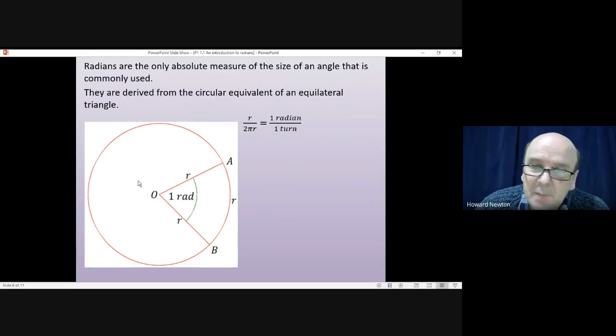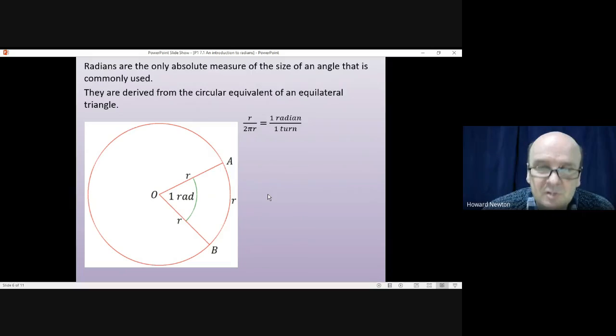Now, how does that compare with degrees? The easiest way to compare it with degrees is to think about what you would have if you had a full circle. So we're going to think about what proportion of a whole circle we have here. First of all, by thinking about the length of this arc compared to the whole perimeter, which would be r out of 2 pi r. 2 pi r is the whole circumference of a circle.